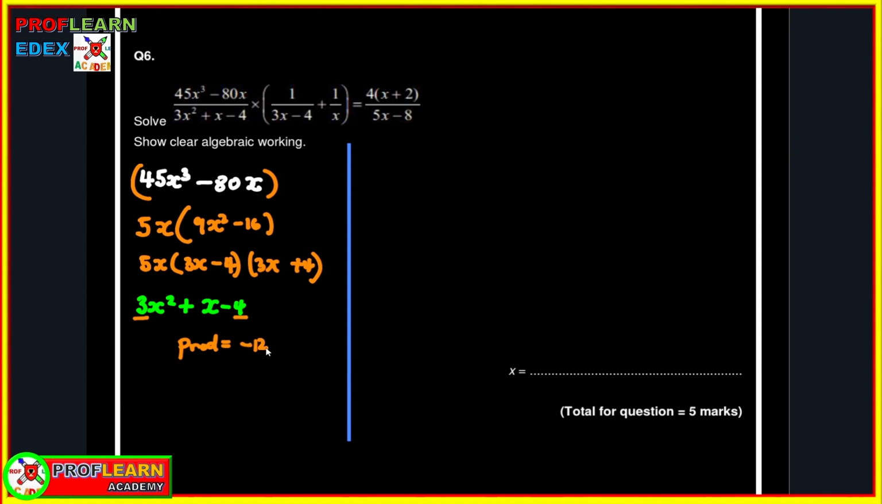Because we are having 3x squared, there's a coefficient in front of x squared. You are going to multiply that 3 times 4, and that will give you a product. So the product is negative 12, but the sum is 1. So which are the two numbers? 4 and negative 3. So we are going now to write the middle term in terms of the two numbers we have gotten.